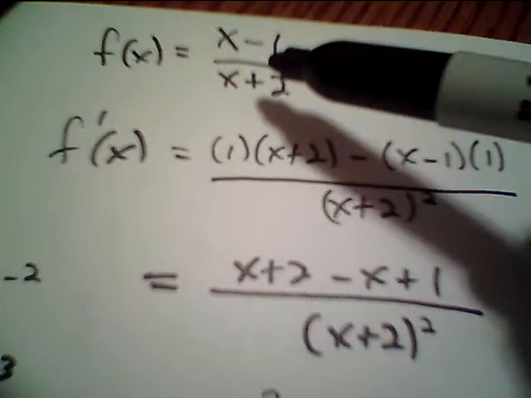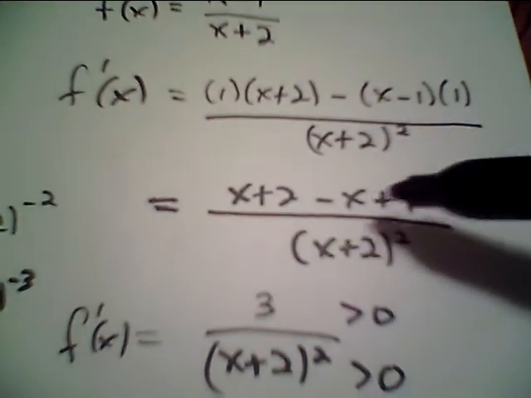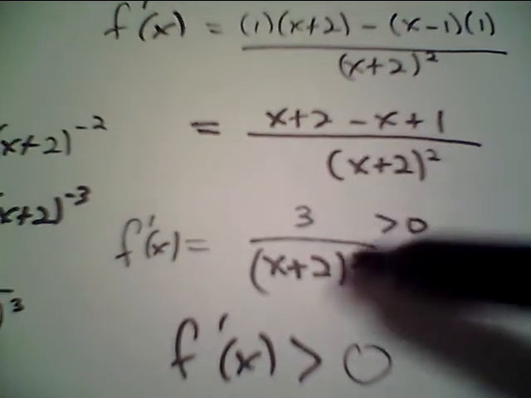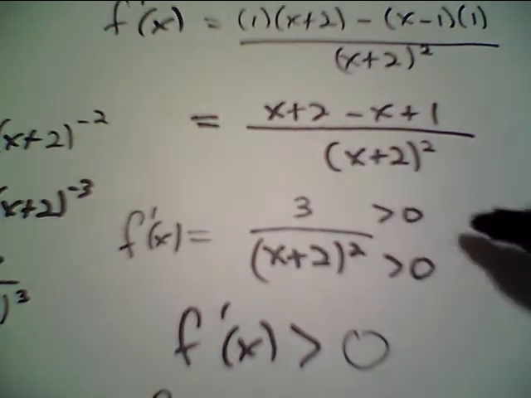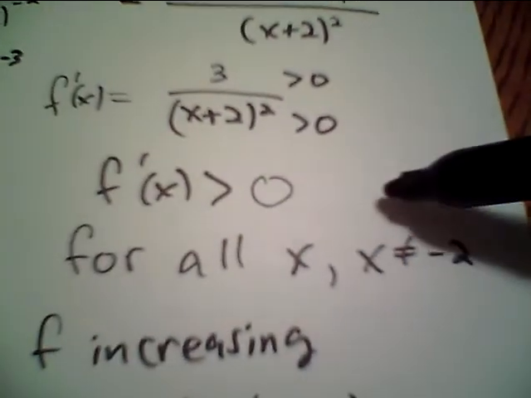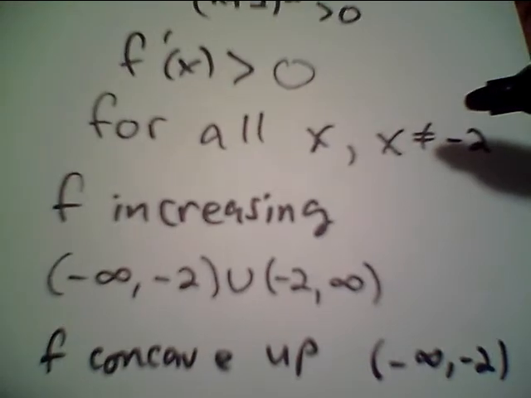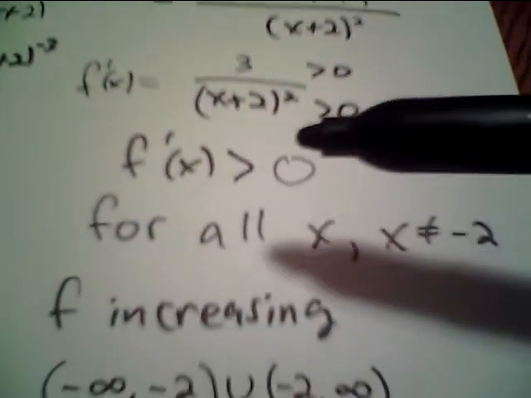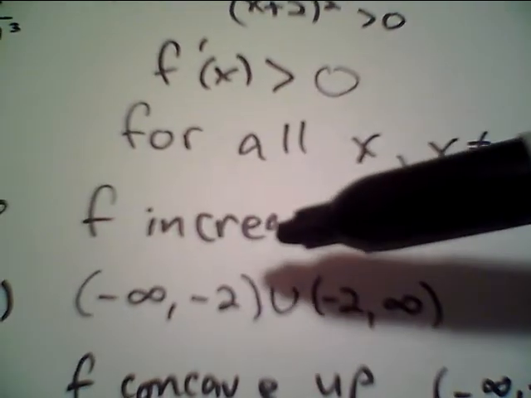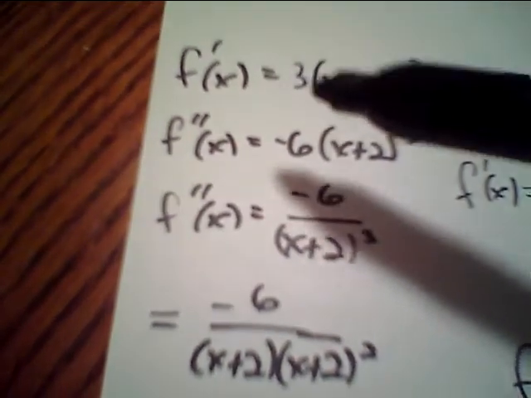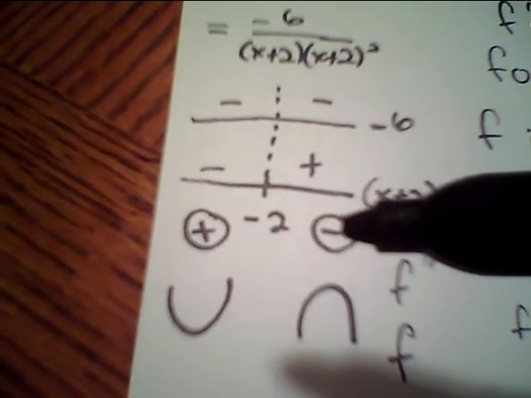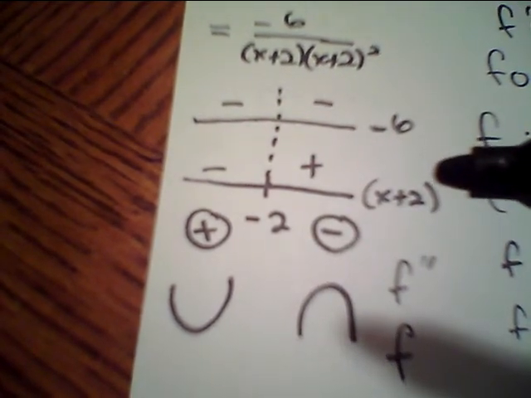Okay. So just a quick review. Quotient rule, simplify the numerator. Notice I don't have to do a sign chart because this is always positive, always greater than 0. I do have to pull the minus 2 out because that's where the asymptote is. That's where the asymptote is in the function. So it's increasing from minus infinity to minus 2, union minus 2 to infinity. Then I use the second derivative information to determine concavity.